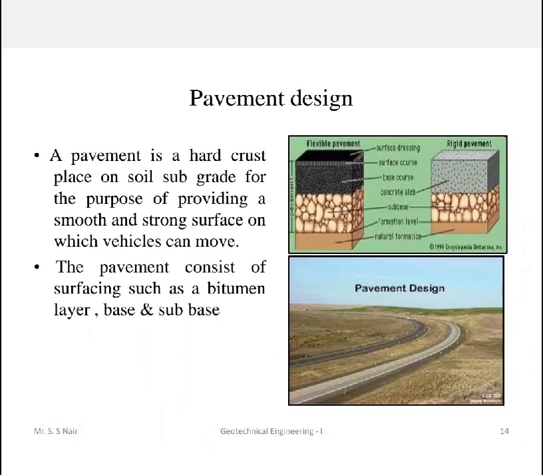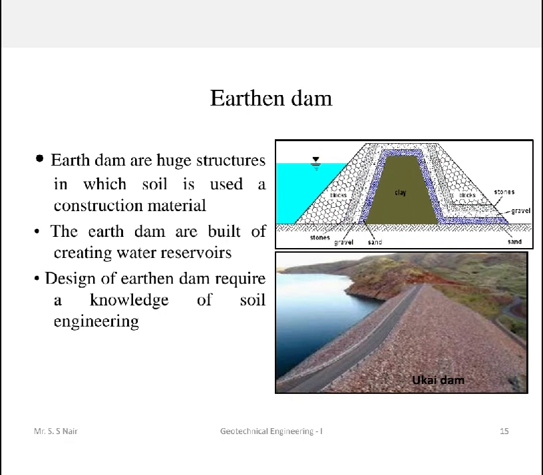Pavement designs. In road construction, the different layers of road and their stability are very important, so design of pavement. Earthen dam. Ukai Dam is the best example of an earthen dam, which is a huge structure in which soil is used as a construction material, generally to store the water. Water reservoirs are being constructed.